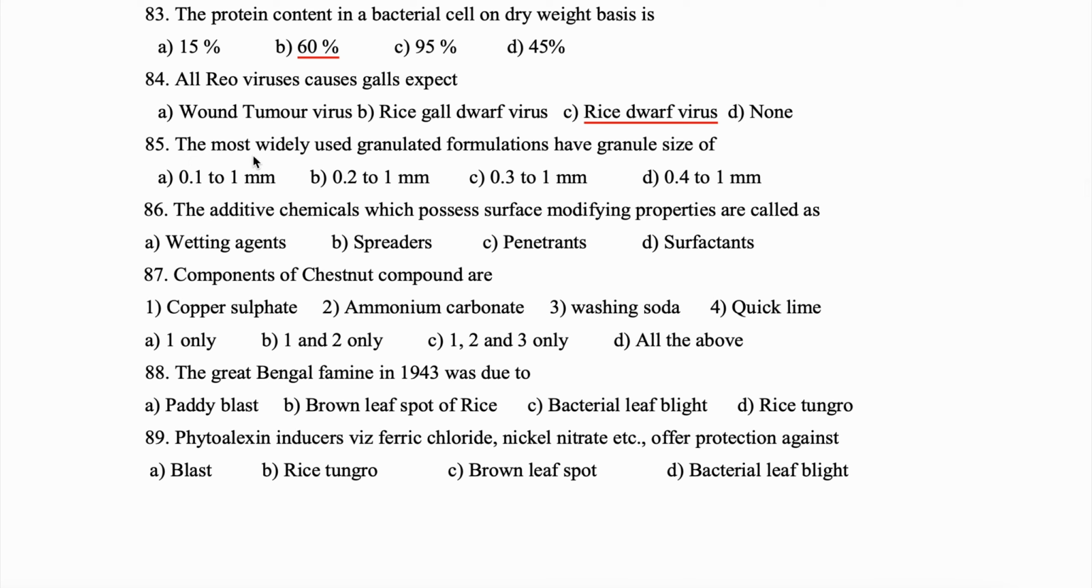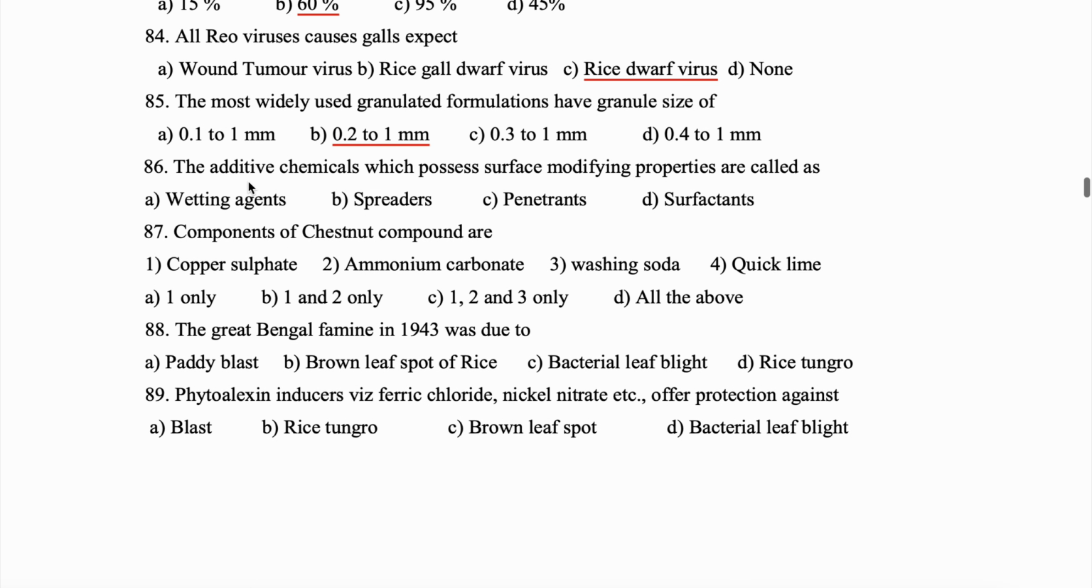Next, 85. The most widely used granulated formulations have granule size of 0.2 to 1 mm. Question 86. The additive chemicals which possess surface modifying properties are called surfactants. 87. Components of chestnut compound. Chestnut compound is a copper fungicide having copper sulfate and ammonium carbonate. So the answer will be A and B, that is 1 and 2.